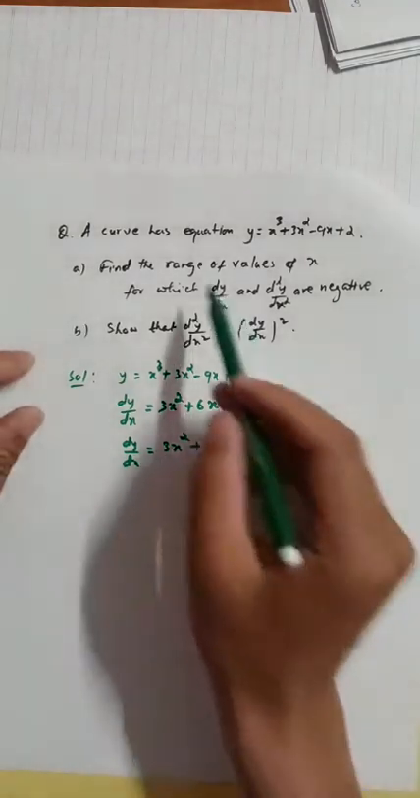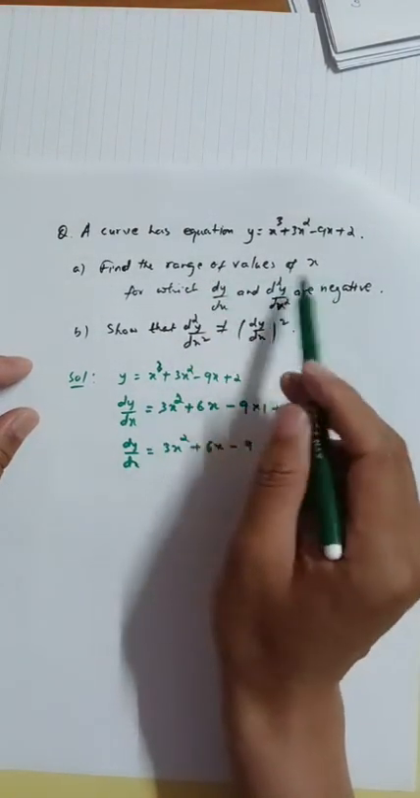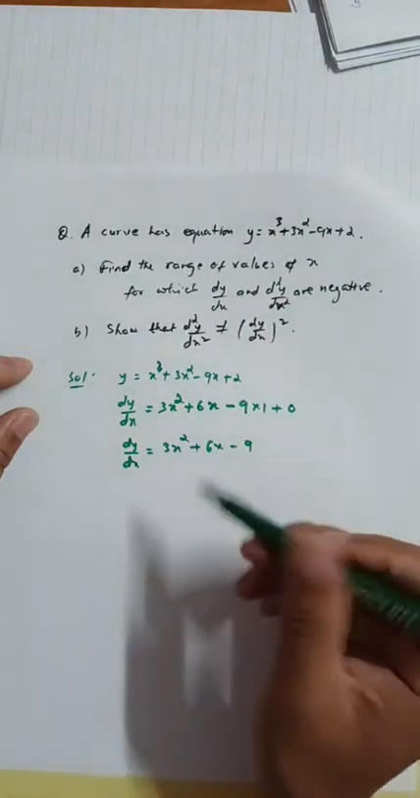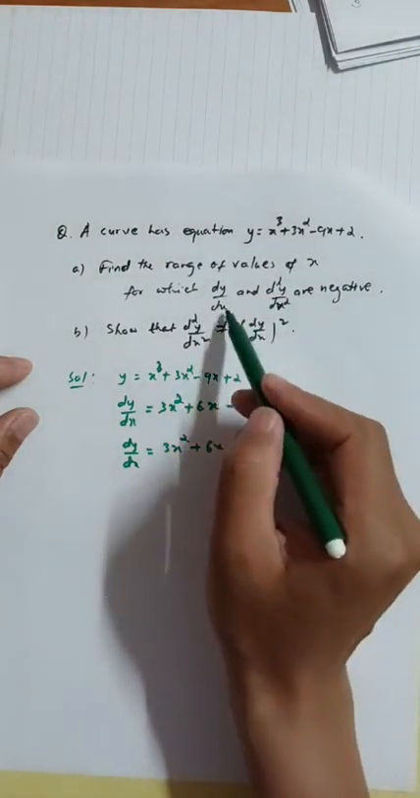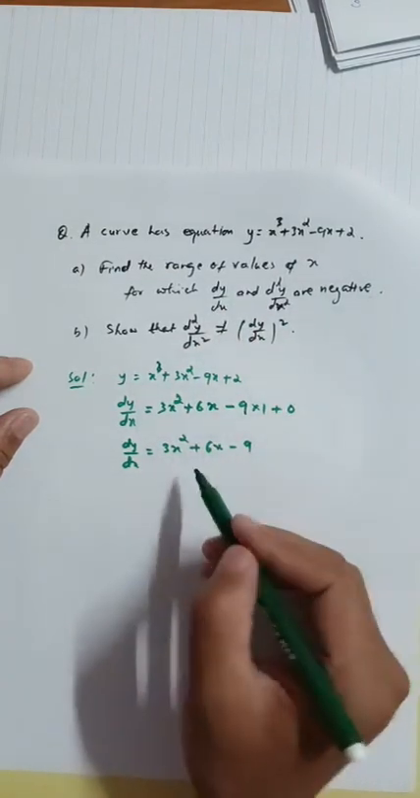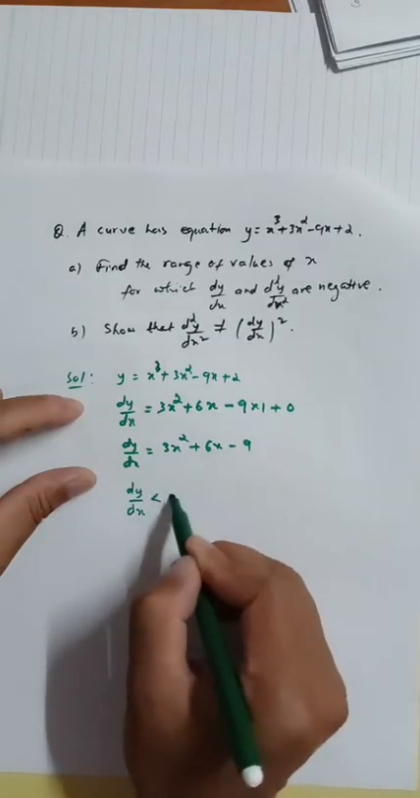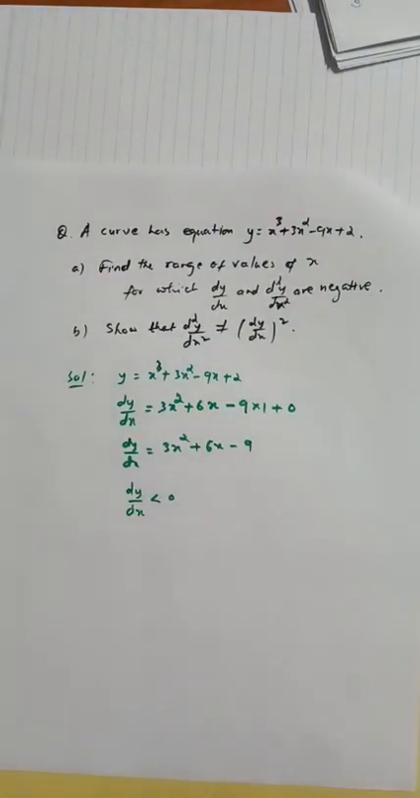Now we have to find the range of values of x for which dy over dx is negative. So dy over dx negative means dy over dx is less than 0.